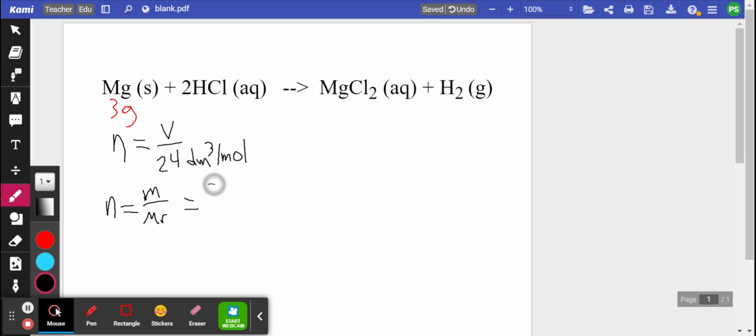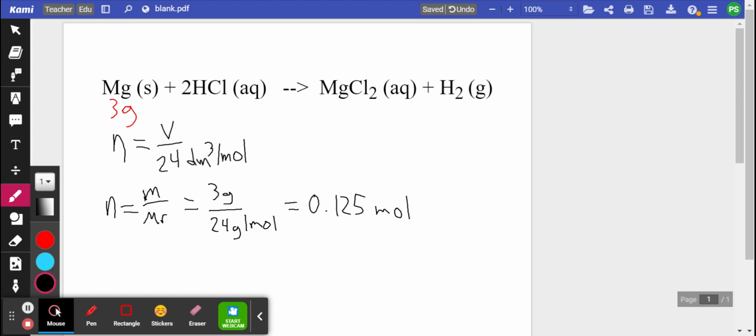So 3 grams, which is from the question, if you go to the periodic table, you will see magnesium has an atomic mass of 24 grams per mole. If you do the calculation, you get 0.125 moles of magnesium. Second step always in stoichiometry is to do a ratio.